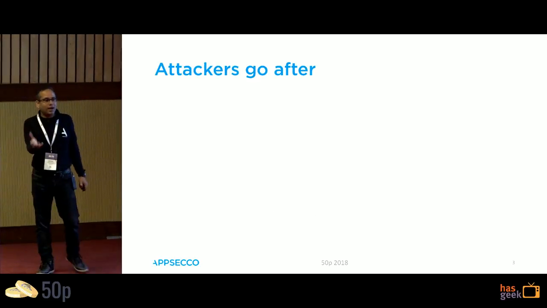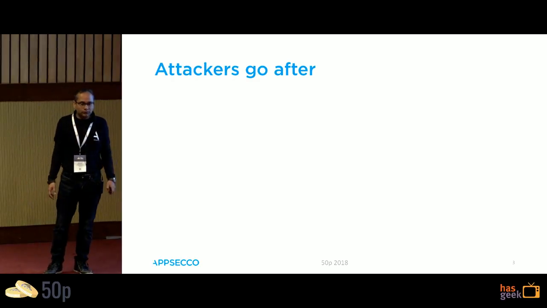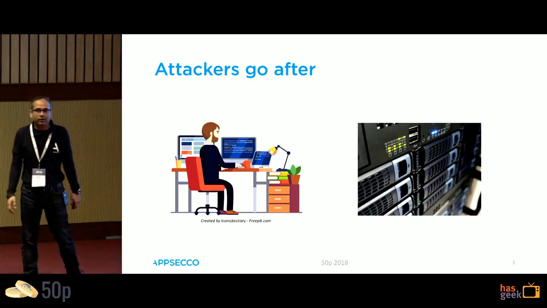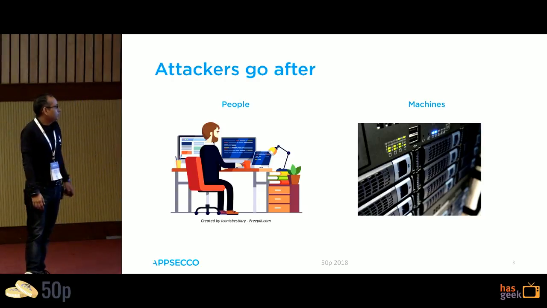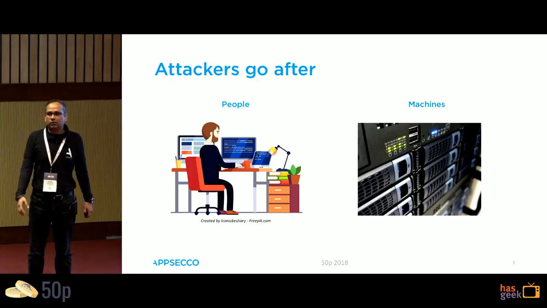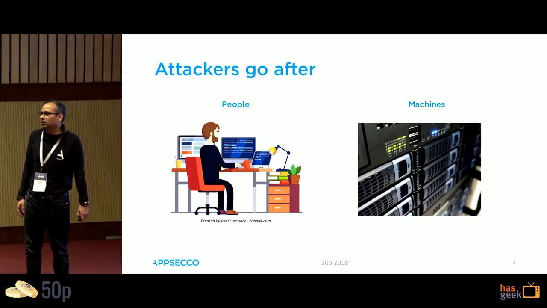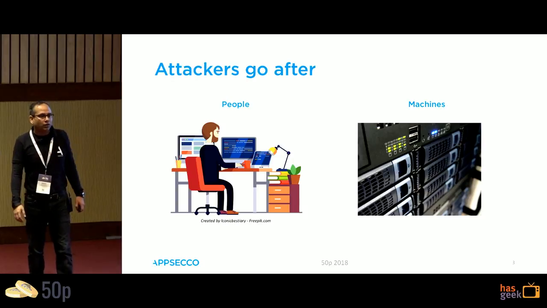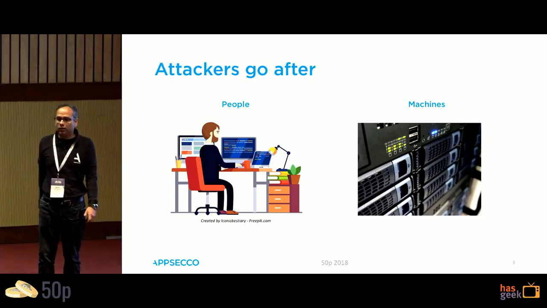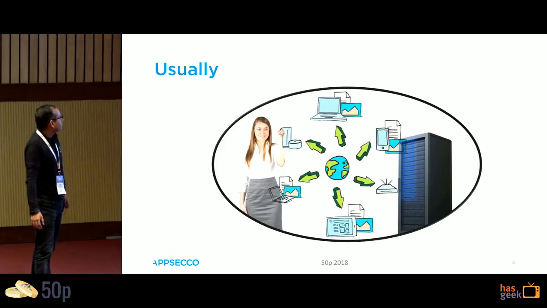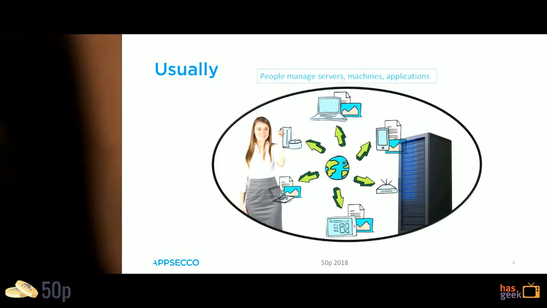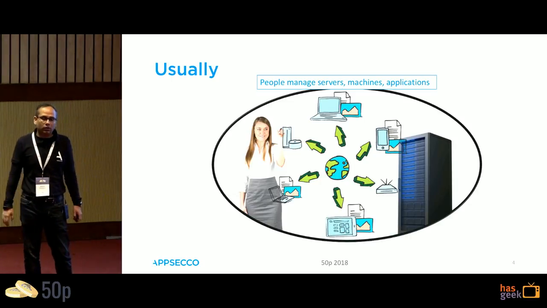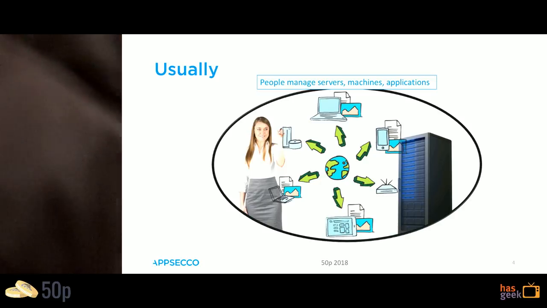Attackers, and this is my assertion here, attackers tend to go after people and machines. At a very simplified level, these are the two things that get exploited. Either computers, servers, laptops, desktops, apps, devices get exploited through some code or social engineering, or people are getting exploited and hacked. Usually, people manage the servers, machines, and applications. So people are a critical aspect of this.